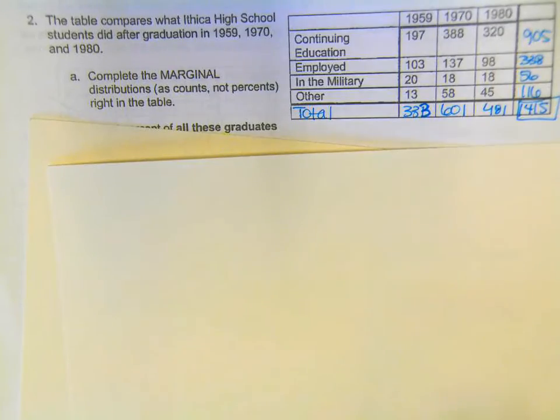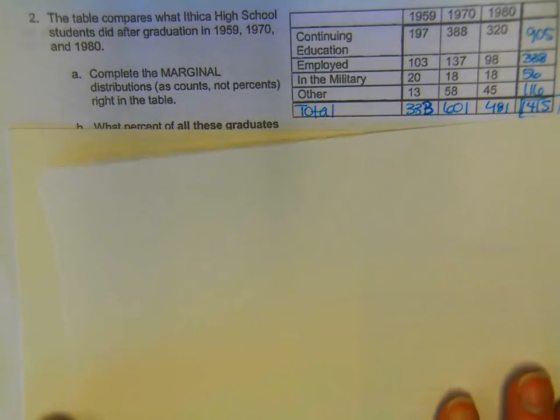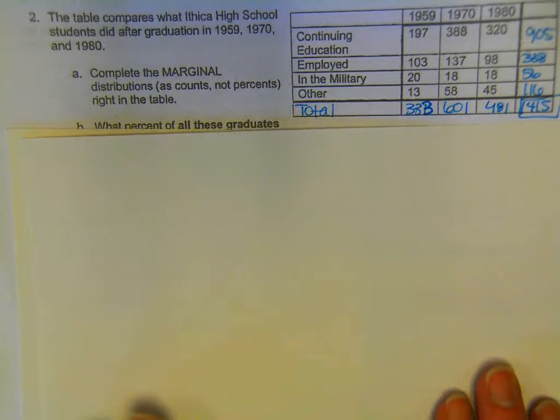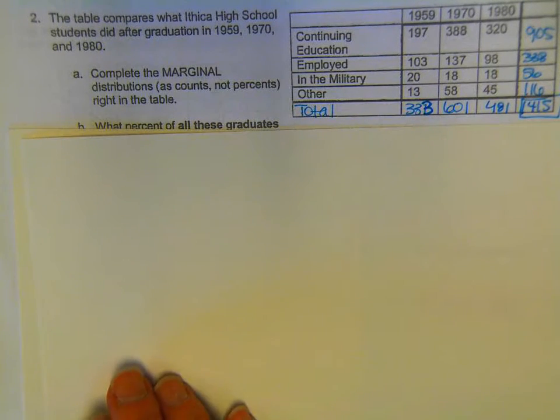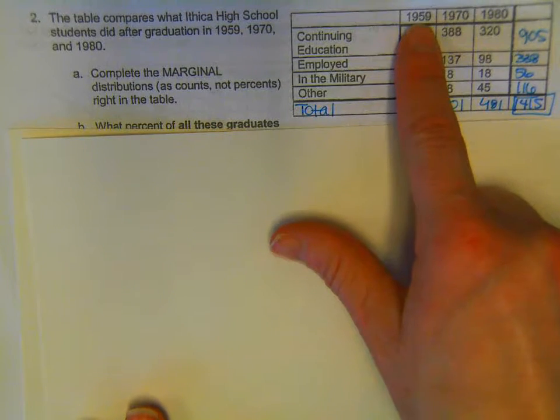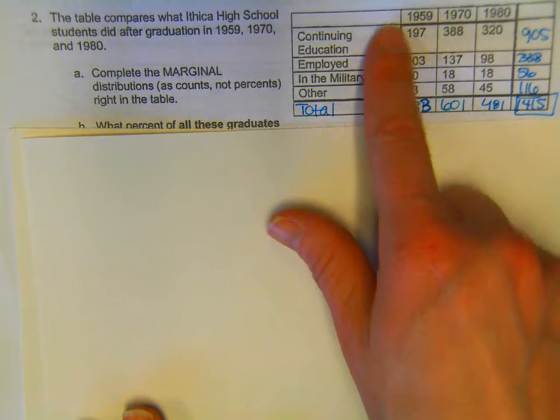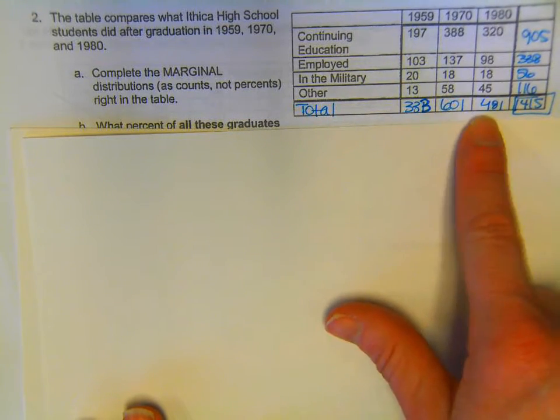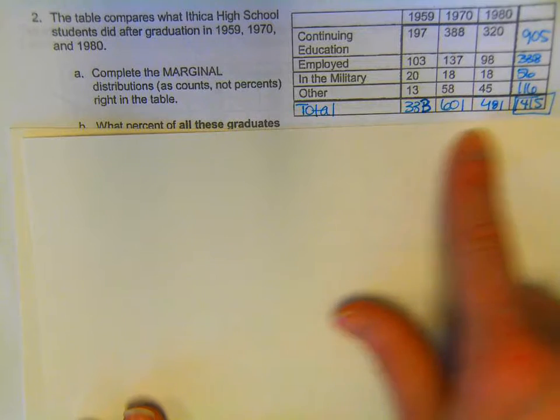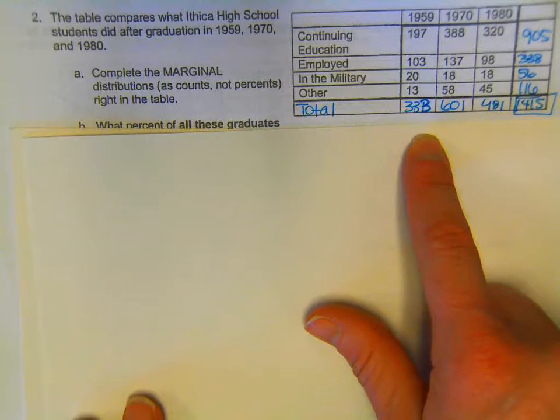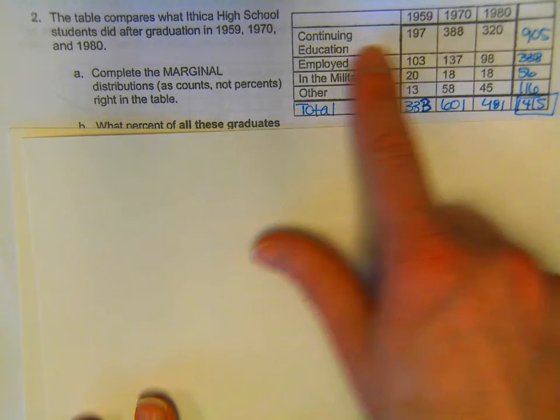But here's what's going on in this information, okay? This is a high school. This is Ithaca High School. And in Ithaca High School, they took 3 different years. The years were 1959, 1970, and 1980. And they took the class, the total class sizes are right here, okay? And they broke them down into what they did after high school.